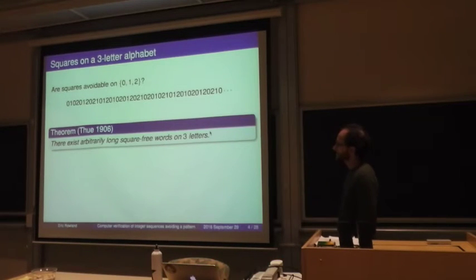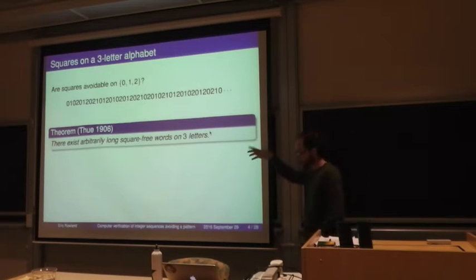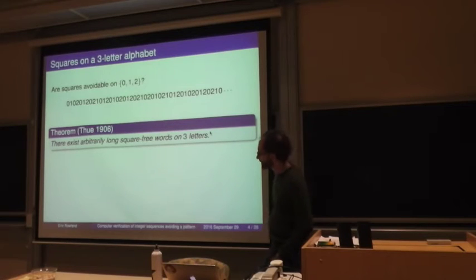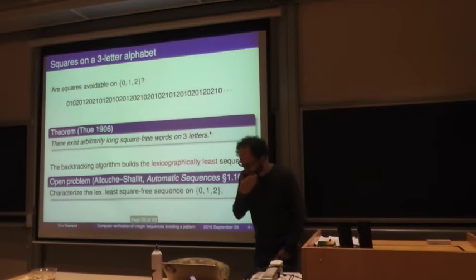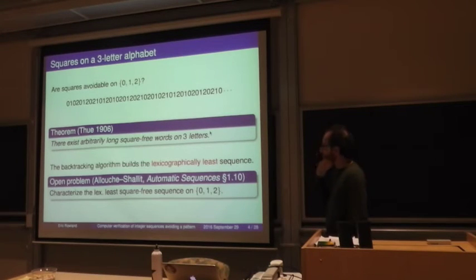So Thue in 1906 proved that there exist arbitrarily long square free words on a 3-letter alphabet. He proved this theorem by exhibiting such a word. This isn't the word that he exhibited, but he exhibited a word that's related to the Thue-Morse sequence, if you know what that is. But this is true. I'm not going to go through the proof of this, but this is one of the first results in combinatorics on words. And the backtracking algorithm that we've been doing builds the lexicographically least sequence that avoids the pattern.